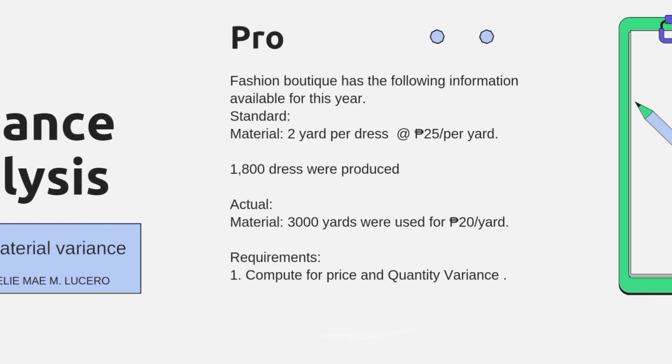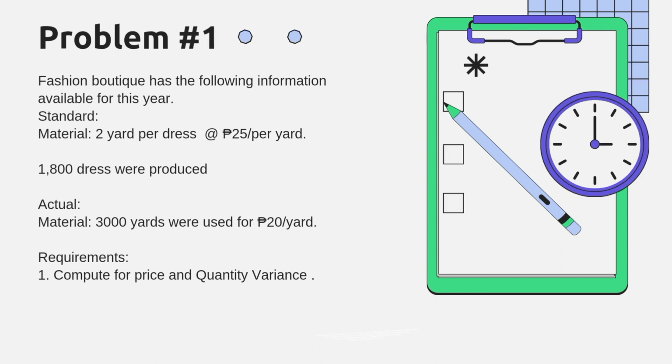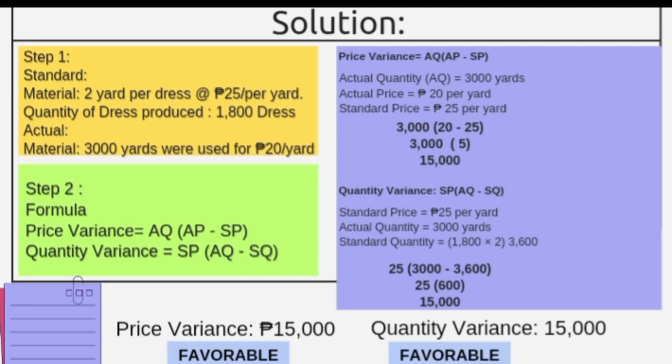For the first problem, number 1, it says, Fashion Boutique has the following information available for this year. Standard material, 2 yards per dress at 25 per yard. 1,800 dresses were produced. Actual material, 3,000 yards were used at 20 per yard. Requirement 1: compute for price and quantity variance. And now let's go for the solution.